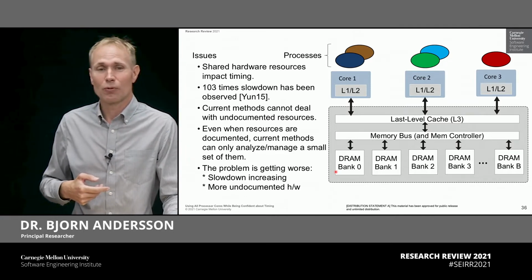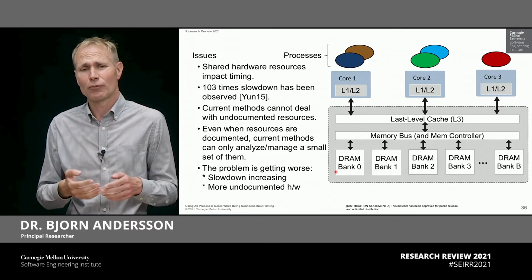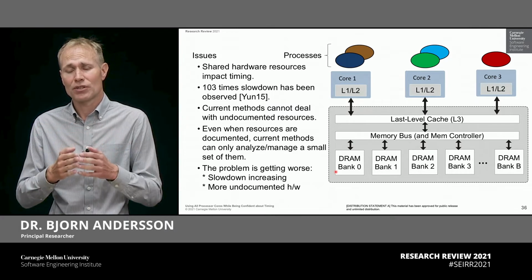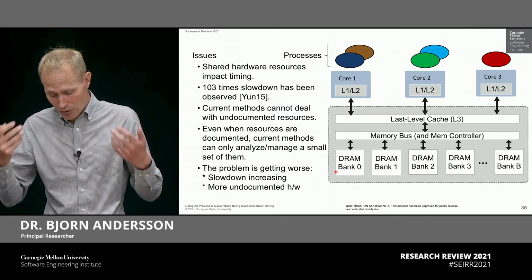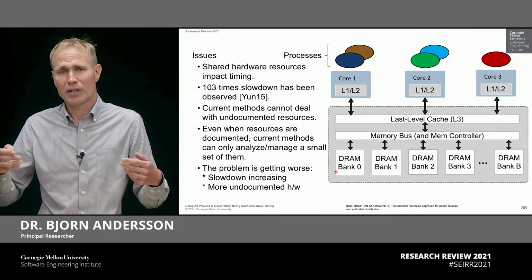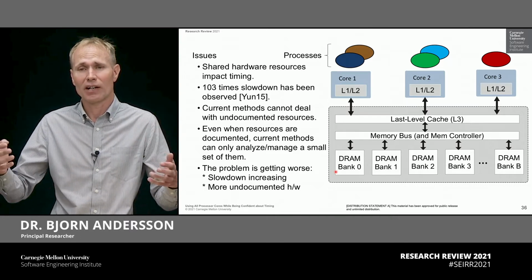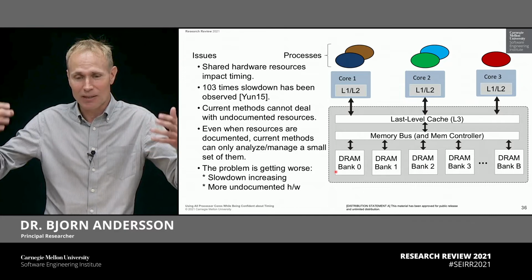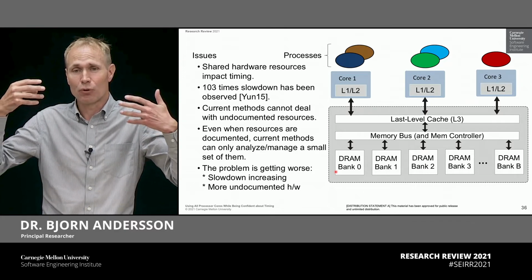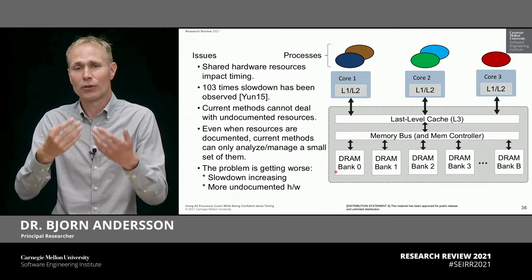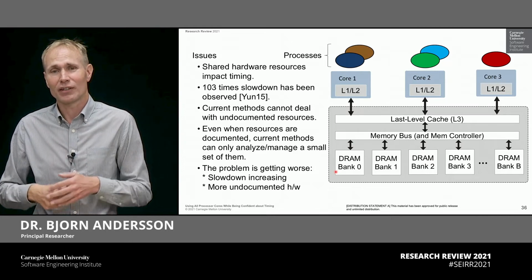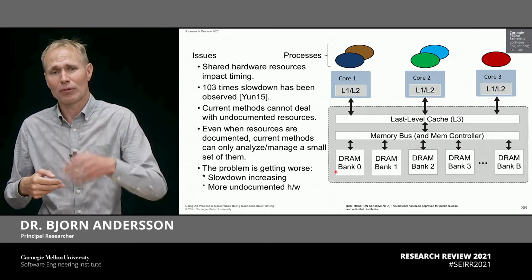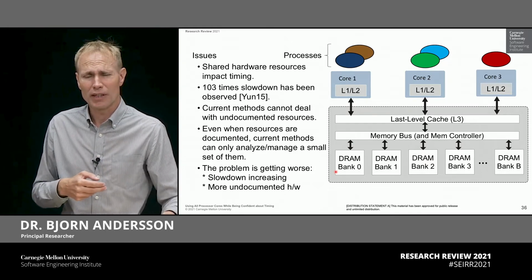And this problem is getting worse. The slowdown is getting worse because the chips have more and more processor cores. It means that there are more and more processes that can execute in parallel. Since we have more and more processes that can execute in parallel, there will be more and more memory accesses generated per time unit. And that puts more and more pressure on the memory system. The queues are building up, and that causes more delay for each request to the memory system. So that's why we get more slowdown.